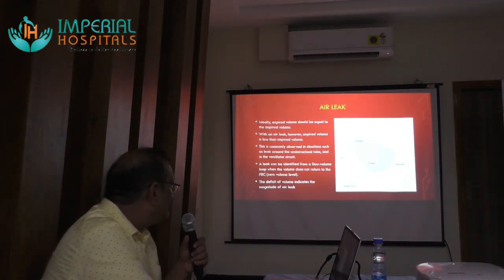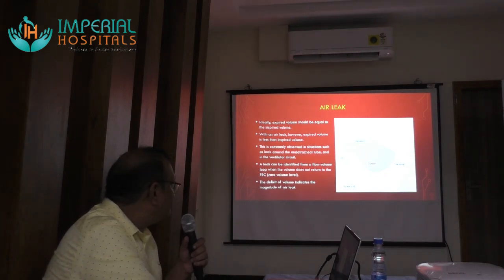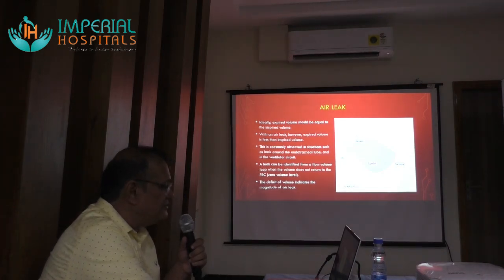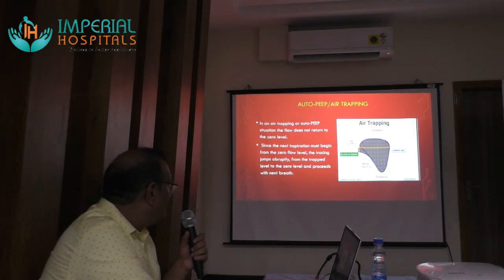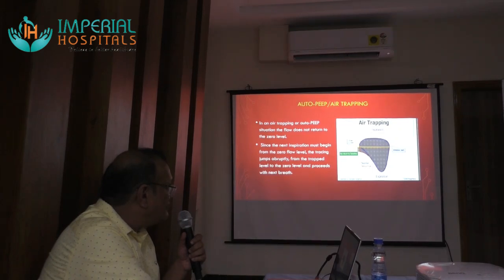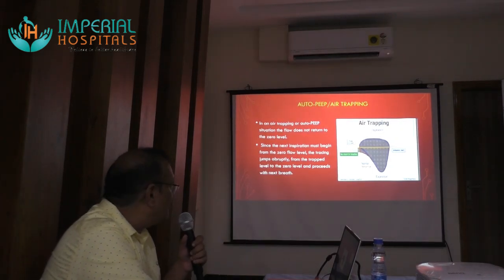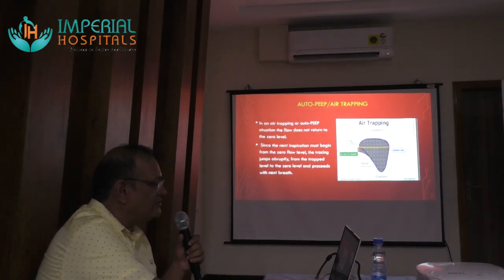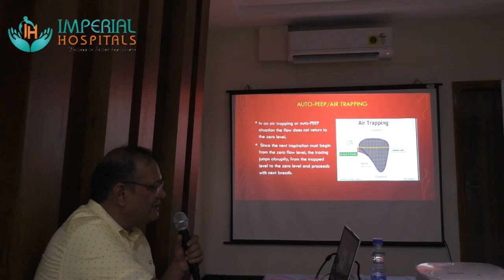So air leak: during inspiration you see a sharp rise in flow to the end of inspiration, and the expiratory part will not reach the functional residual capacity. The volume does not return to the functional residual capacity, and the deficit in the volume indicates the amount of air leak. Air trapping or auto PEEP is where flow does not return to zero. Here you can see that the flow has not reached zero. So the next inspiration will begin from here, and the tracing will jump abruptly. So some amount of air is going to be trapped here.